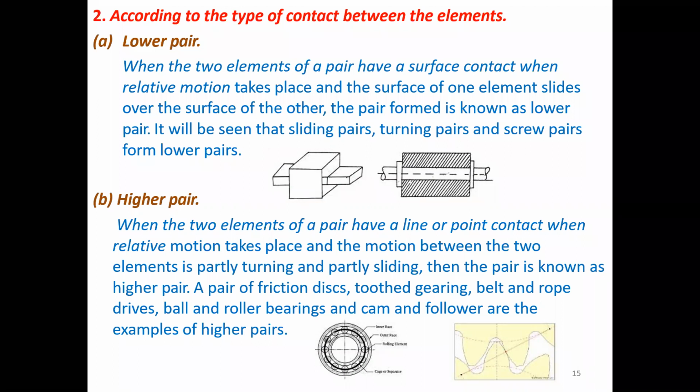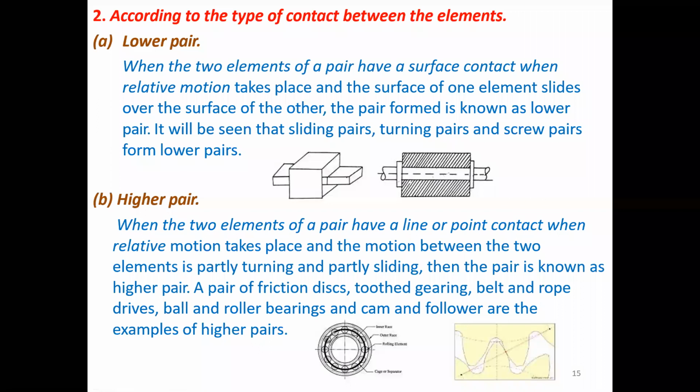What are the examples that belong to the lower pair? Those are sliding motion and rolling or turning motion. From the higher pair point of view, bearings are the perfect example of point contact, and line contact is our gears. The gears mesh with one another, so that is the higher pair.